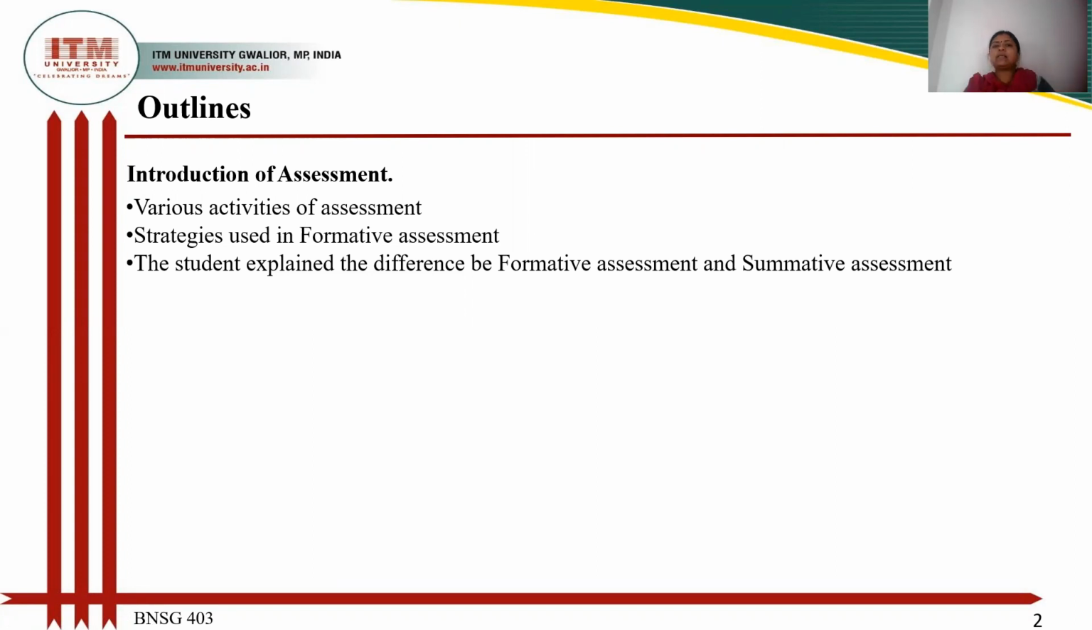But now in this class, you are going to see what the activities are through which we can make the assessment. And we will see what the various strategies are that can be used in the formative assessment. And we will see about the differences, even the differences between the formative assessment as well as the summative assessment.